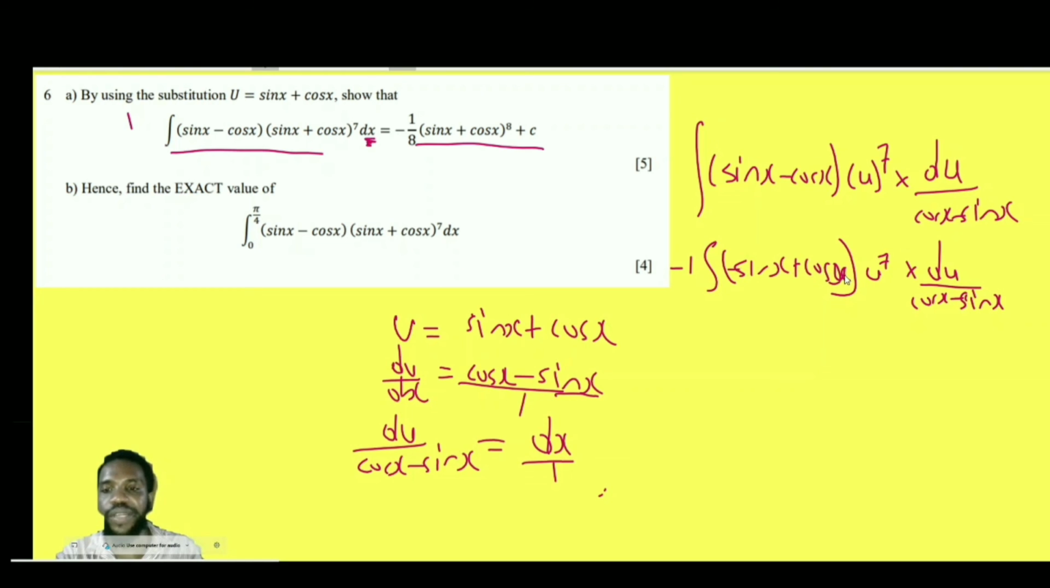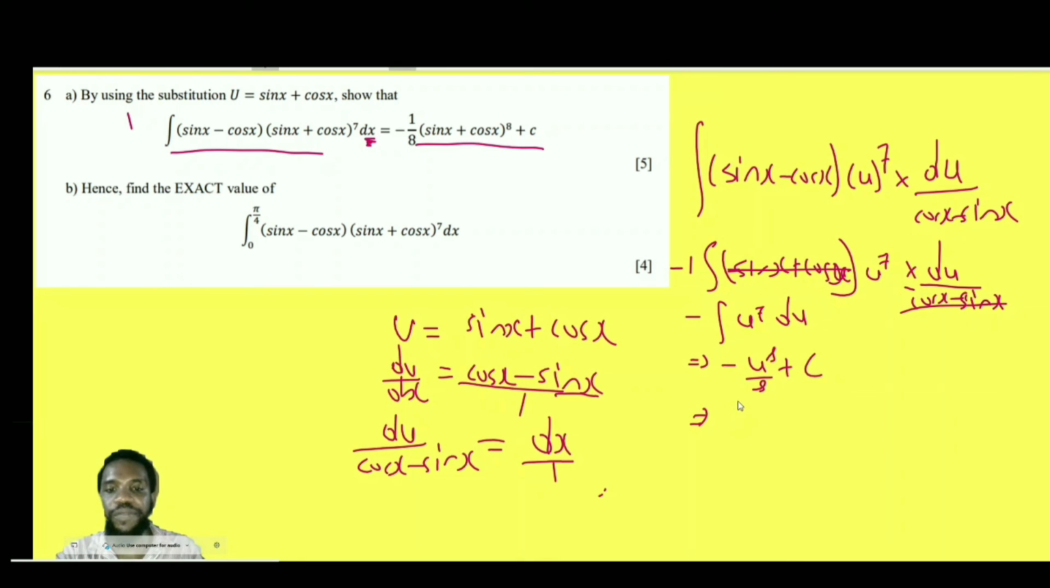Now these two are the same. All I have to do is write the cos x first, but by just looking at it, we know it's the same. So I have negative the integral of u to the 7 du. What do I do? I simply add 1 to the power to integrate and divide by the new power. So it's u to the 8 over 8 plus a constant of integration, which is c.